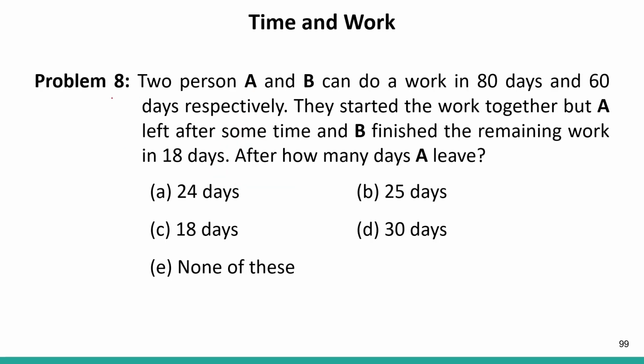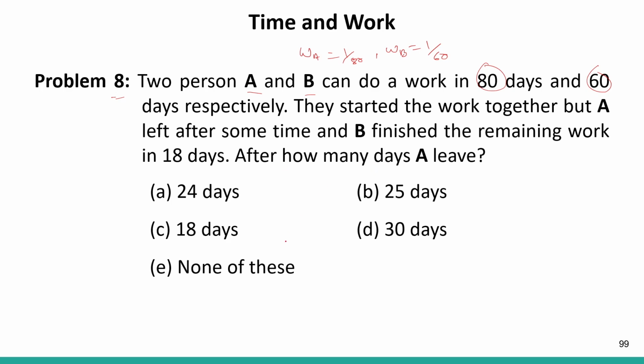Let's go forward with problem number 8. Okay. So two persons A and B can do a work in 80 days and 60 days. So WA is equal to, so work rate of A, WA is equal to 1 by 80 and WB is equal to 1 by 60, right? So they started the work together, but A left after some time and B finished the remaining work in 18 days. Okay. So after how many days did A leave?